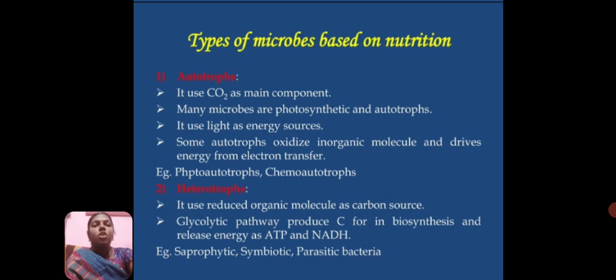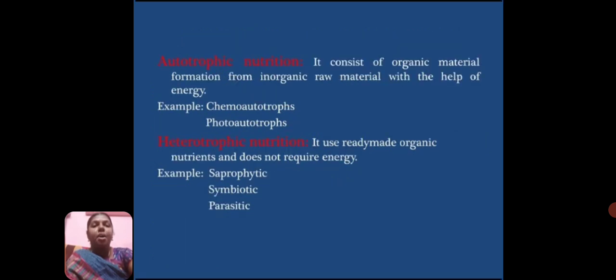Types of microbes based on nutrition. Autotrophs use carbon dioxide as the main compound. Many microbes are photosynthetic autotrophs, and use light as energy source. Some autotrophs oxidize inorganic molecules and derive energy from electron transfer. Examples: photoautotrophs, chemoautotrophs. Heterotrophs use reduced organic molecules as carbon source. The glycolytic pathway produces carbon for their biosynthesis and releases energy as ATP and NADH. Examples: saprophytic, symbiotic and parasitic bacteria.